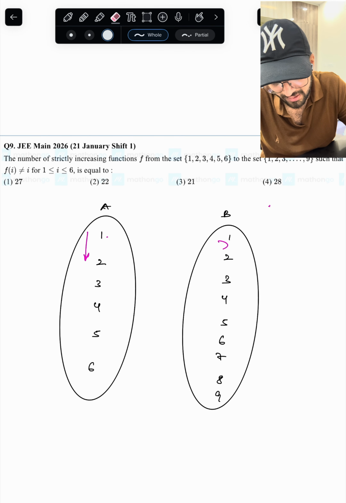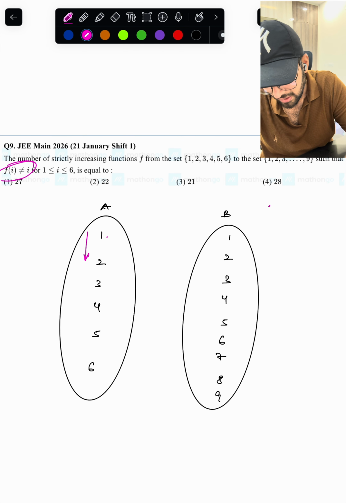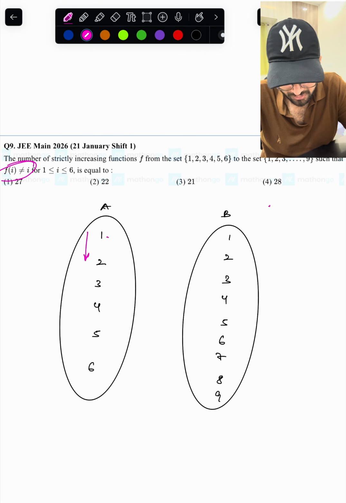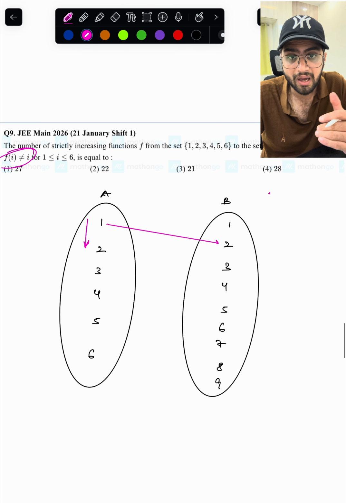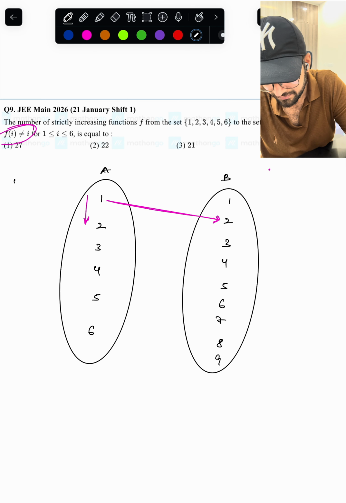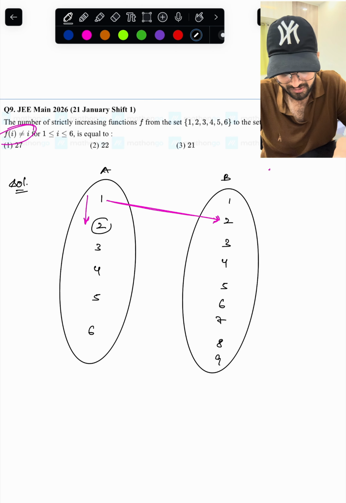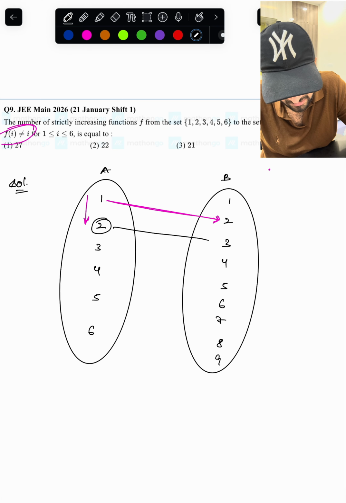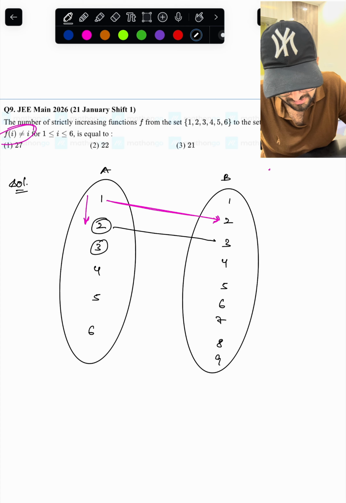But here a few more conditions are also added, which are that f(i) should not be equal to i. So that means 1 cannot be mapped with 1, right? So that means 1 should be mapped at least with 2. Let us say I can map 1 with 2. Okay, so let us consider I am taking this case. Now I need to construct a strictly increasing function. If I want to map 2, I need to map with at least 3, right? And I can map 3 with at least 4.